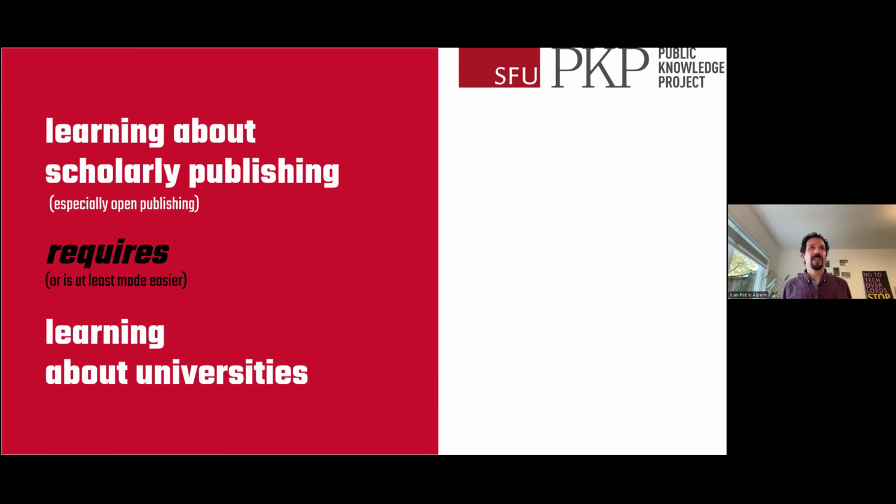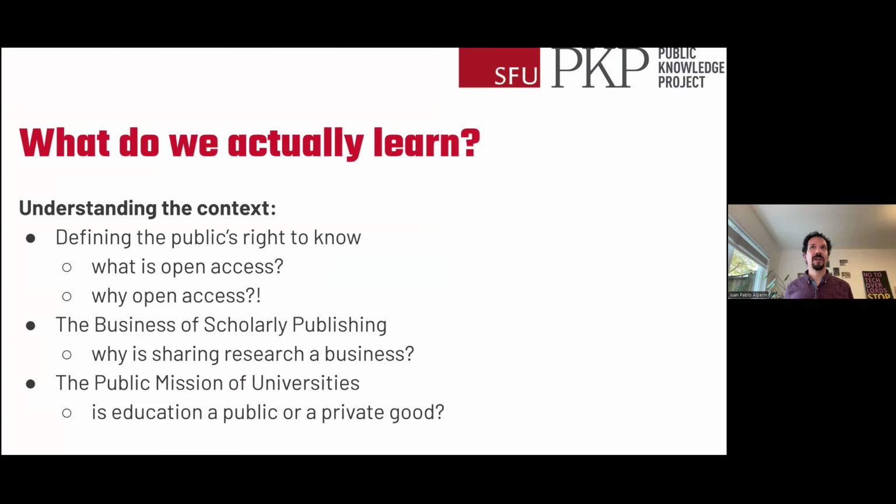So the argument is that learning about scholarly publishing, especially open publishing and open access and all of these things imbued through these three courses, is made easier by learning about how universities work and function and their relationship to that publishing world. You can't understand the incentives of people creating that scholarly content if you don't understand the environments and the workplace in which they're embedded.